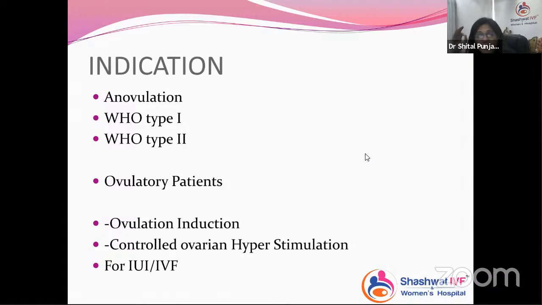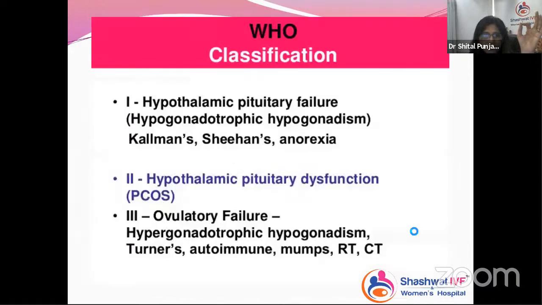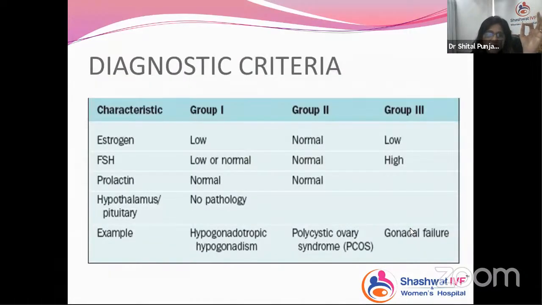Now let's talk about what we do in this group of patients. There are two types of patients: anovulatory patients and ovulatory patients. In anovulatory, there are two groups, that is WHO type 1 and type 3. Not type 2, here there is a printing mistake. In type 1, it is hypo. I love these patients because these patients have hypogonadotropic hypogonadism.